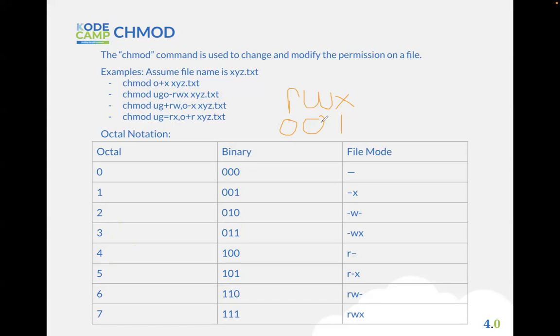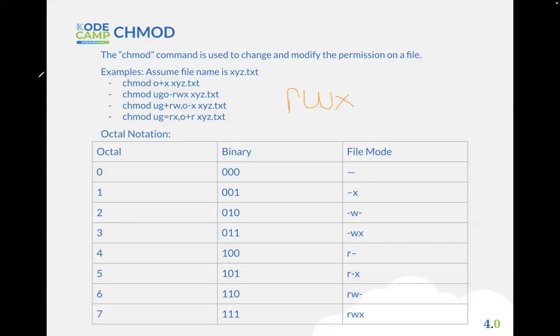Do you understand this? No, not yet. It's not yet clear. I understand read, write, execute, but why are they labeled as 001?